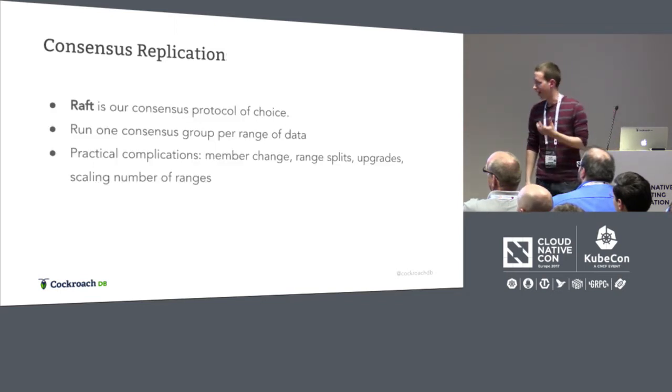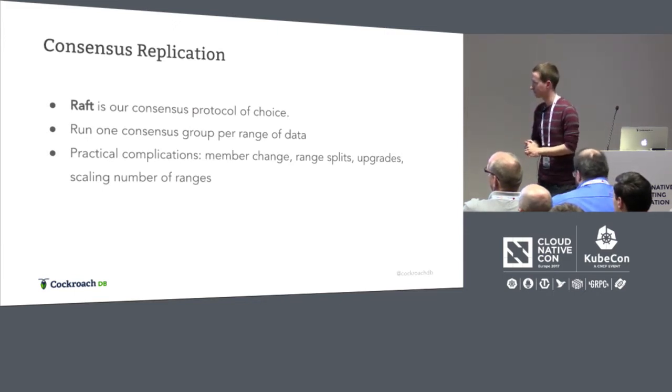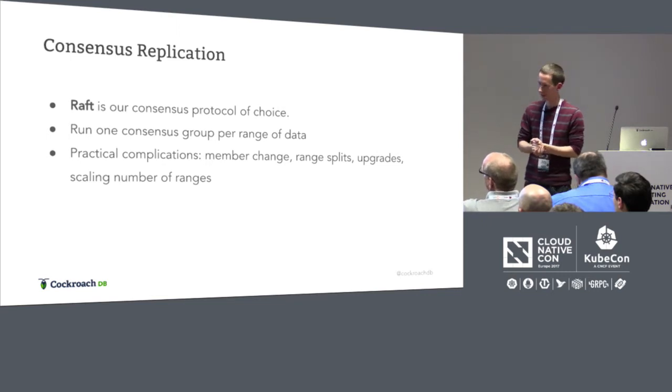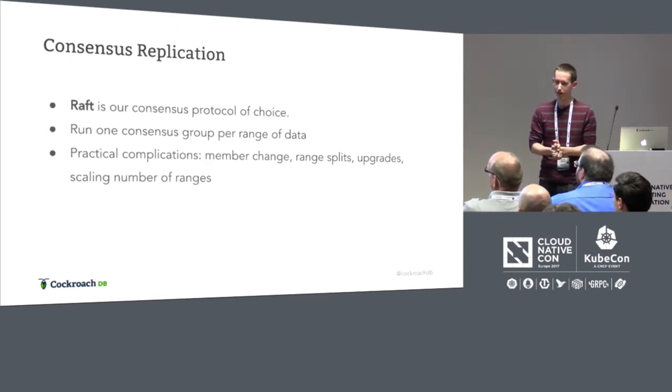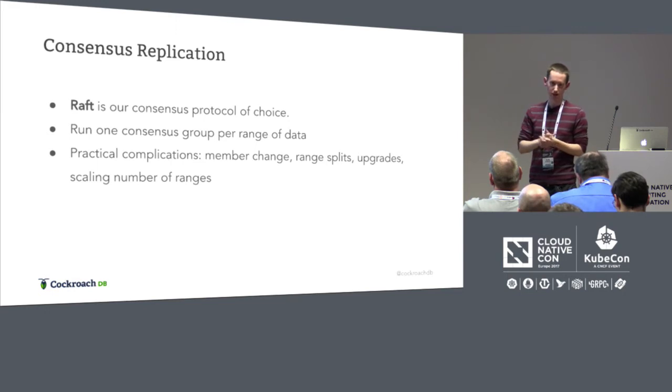And as I mentioned, we use Raft. We share the implementation with etcd. So they started it out. We've been contributing to it along the way. And it's a really, really well-hardened implementation. We run one consensus group for each range of data. So in that past example with the three and four nodes, where we had 3 ranges, each of those ranges is a separate consensus group.